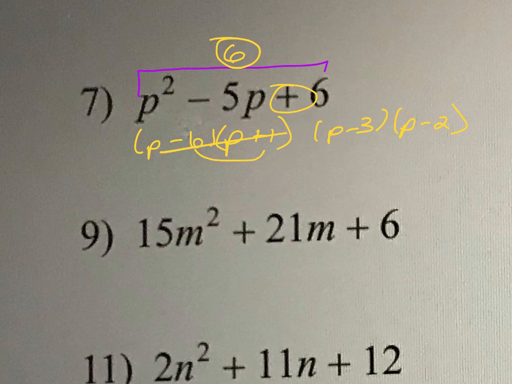Oh, very good. What's negative 3 times negative 2? Positive 6. What's negative 3 plus negative 2? Negative 5. Good. Can you check and make sure that this is correct?